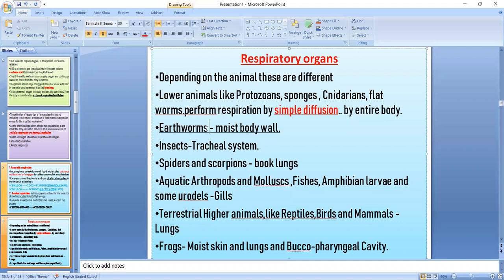So the moisture allows the respiratory gases to dissolve in it, and immediately the oxygen diffuses into the blood capillaries and CO2 is sent out through the body wall. So the earthworm respires by skin and gut pores, as you can say. Okay, so body wall is the zoological term.